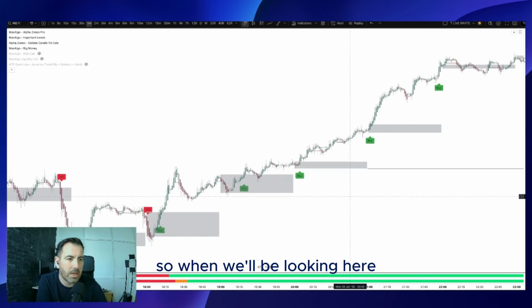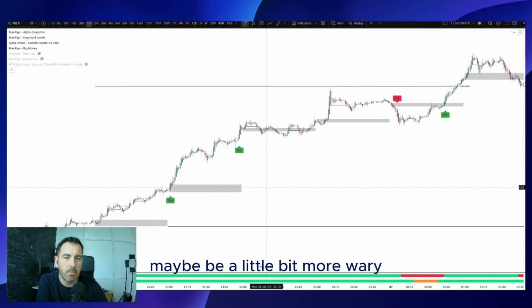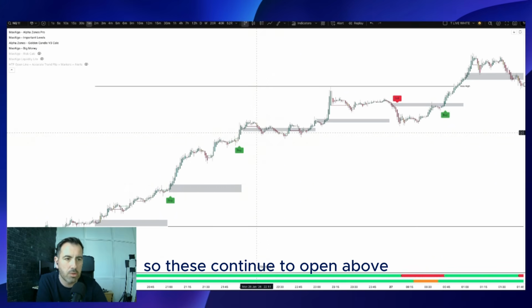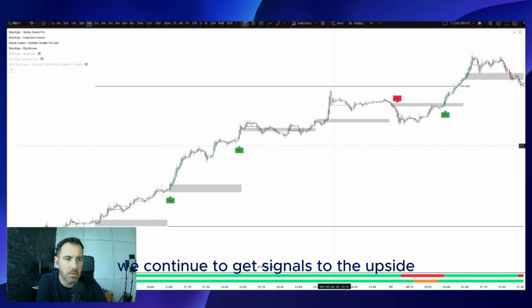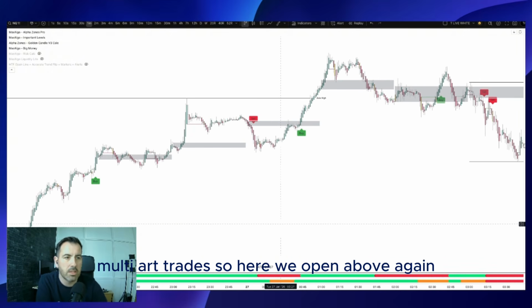So when we'll be looking here, we are fine with all these signals. When we would be looking to maybe be a little bit more wary. So these continue to open above. We continue to get signals to the upside where we're able to get good trades, multi-R trades.